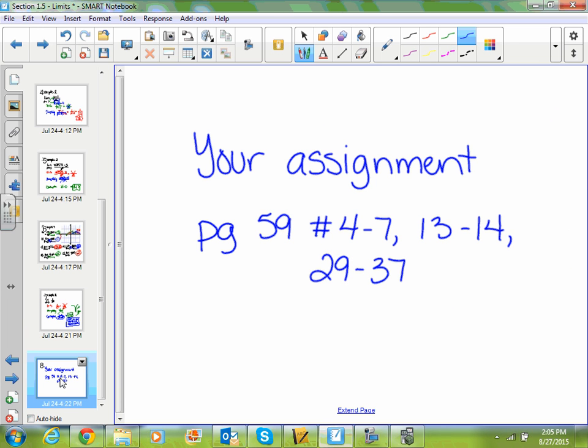All right, so 1.5 is page 59, 4 to 7, 13 to 14, and 29 through 37.